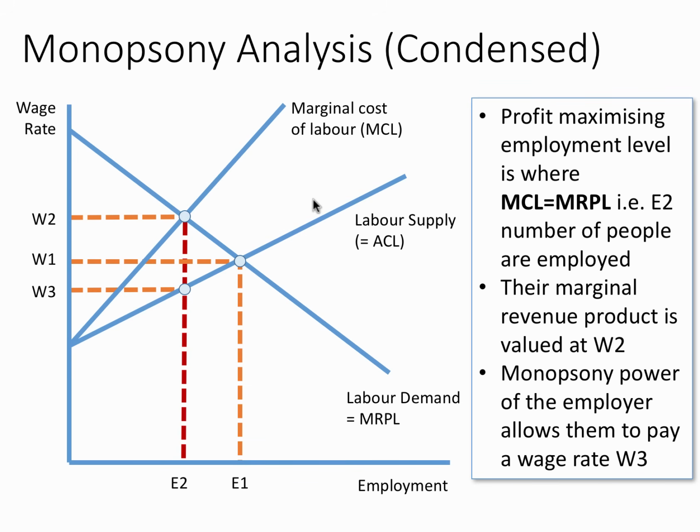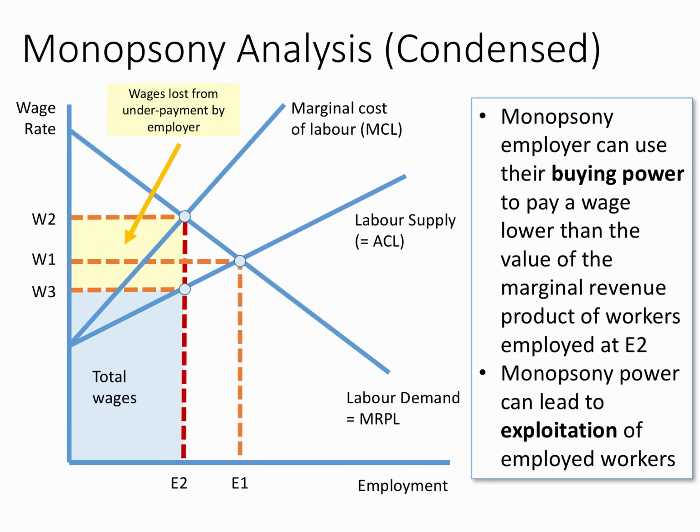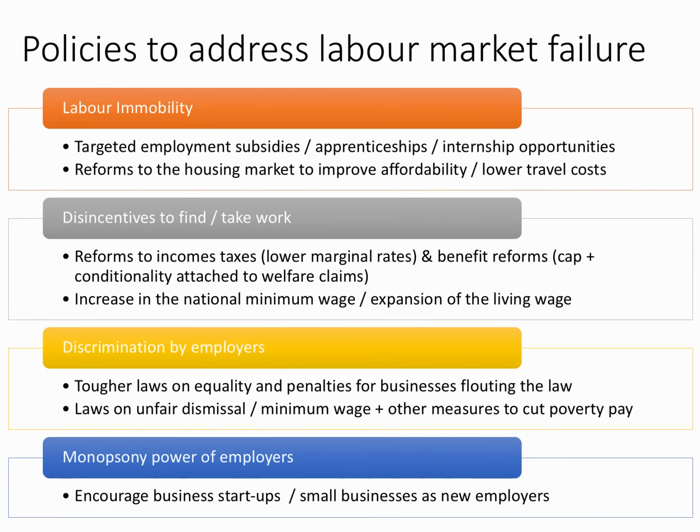W2 wages. In fact, instead of paying W2 wages, you pay W3 wages. So the revenue product is valued at W2, but the wage you pay is W3. I'm just going to shade in for you here. So here's your total wages, wage times employment, but here's the wages lost potentially from underpayment by the employer, some sort of exploitation there, that workers aren't getting paid their true marginal revenue product. So a monopsony can typically pay lower wages than in a competitive labour market.